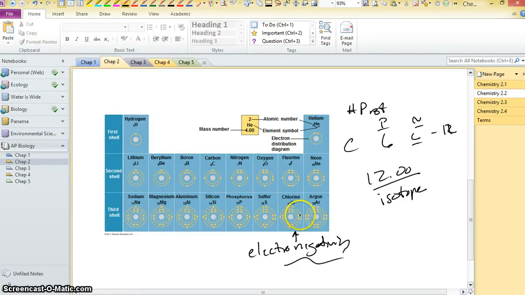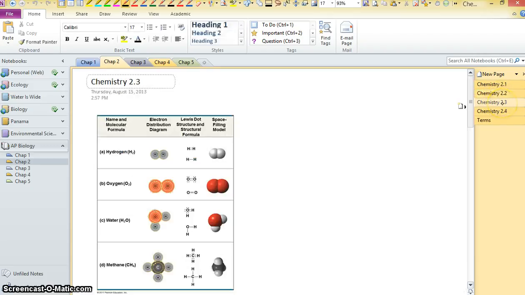So, of course, when we take sodium chloride, chlorine really likes that electron. Sodium is willing to give it up, and as you'll recall, they form an ionic bond. But I get ahead of myself.